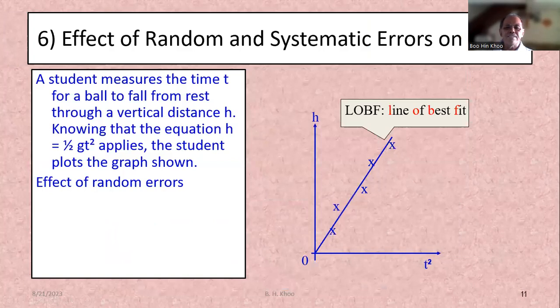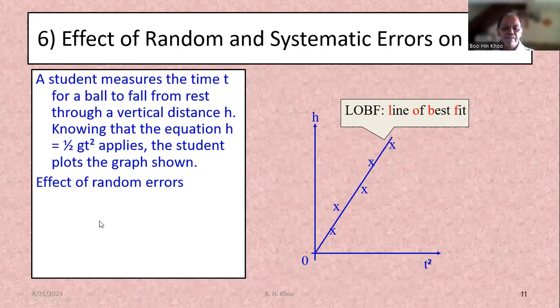Okay, effect of random and systematic error on graph. A student measures the time for a ball to fall from rest to a vertical height h. Knowing that the equation h is half gt squared applies, the student plots a graph, right? You plot a graph of h as your y, and t squared as your x. So this is your gradient.